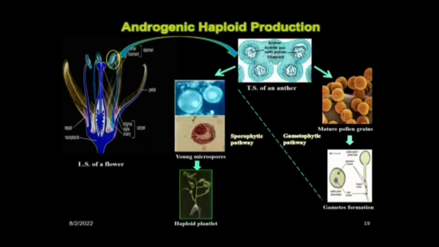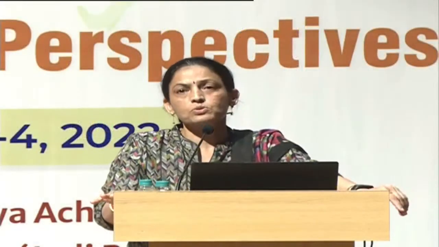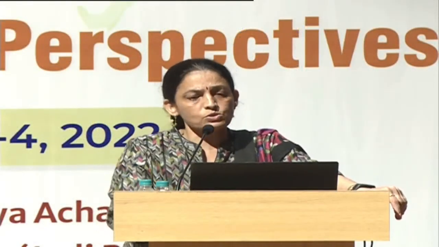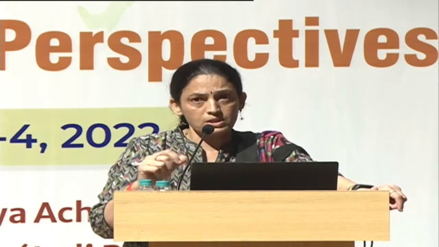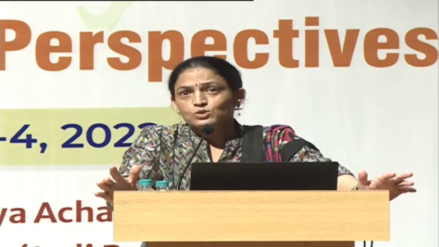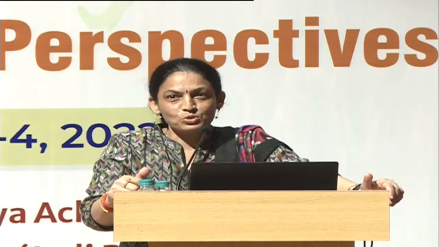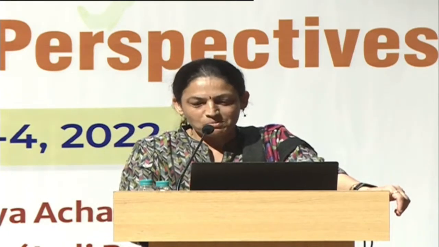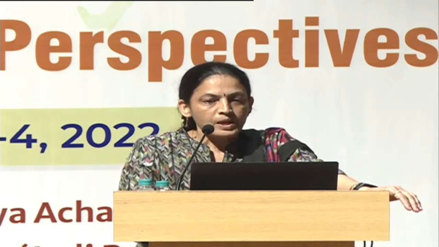But what we do is, when they're very young, we divert them, we give them the stress in a way, they start producing the plants rather than participating in the fertilization. So here the stage is very, very important. It should be a very young stage. It's very easy to change the mind of a toddler than a mature person. So the same way, we implement the idea.